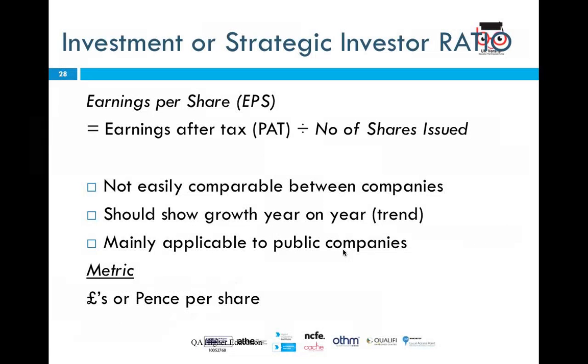And then you have the investment or strategic investment ratio, which is earnings after tax before retained earnings. If you divide it by the number of shares, it will show earnings per share, because you need to pay some dividends to your shareholders. So it is not easily comparable between companies when you interpret it, and it should show the growth of the year. When you see the earnings per share increasing or decreasing, it will tell you the growth stage.